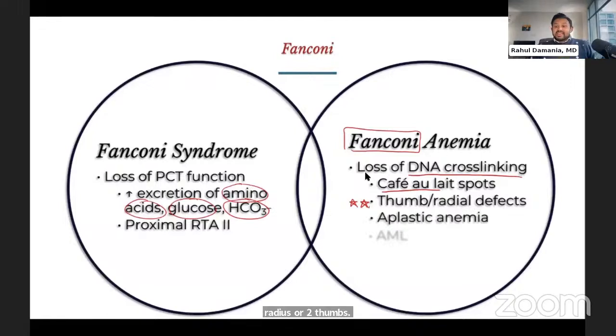Patients can get aplastic anemia because you messed up DNA, and you can also be predisposed, if you don't have good DNA cross-linking or repair mechanisms, to acute myelogenous leukemia. So understand the difference between Fanconi syndrome and Fanconi anemia.